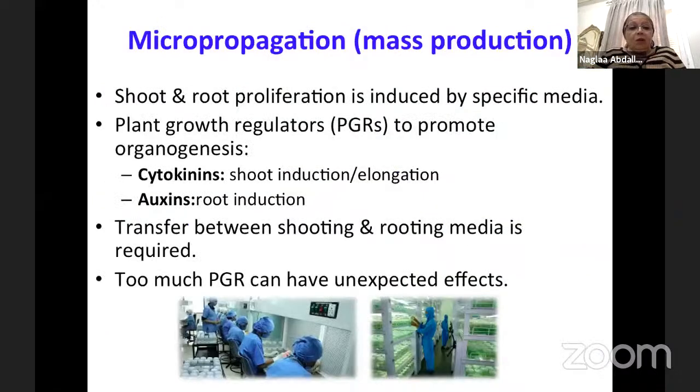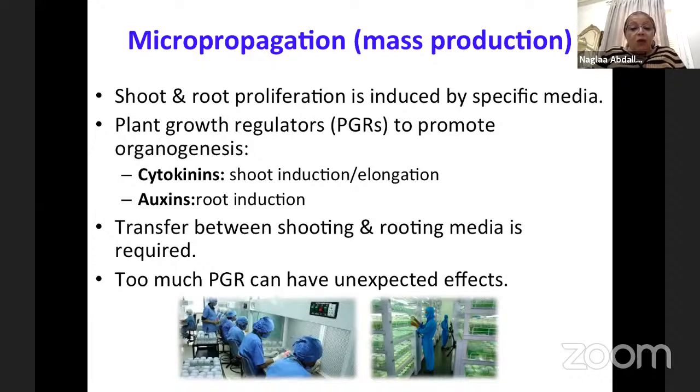So for micropropagation, we can use shoots, roots, or any part of the plant, and then grow them under growth regulatory materials. As we said, we can use cytokinin or auxin if we need to form shoot or root, then transfer them into suitable media, and then acclimatize them and use them for different purposes.